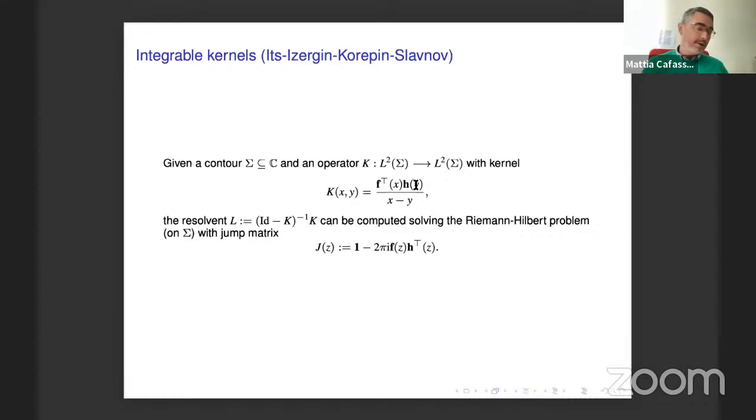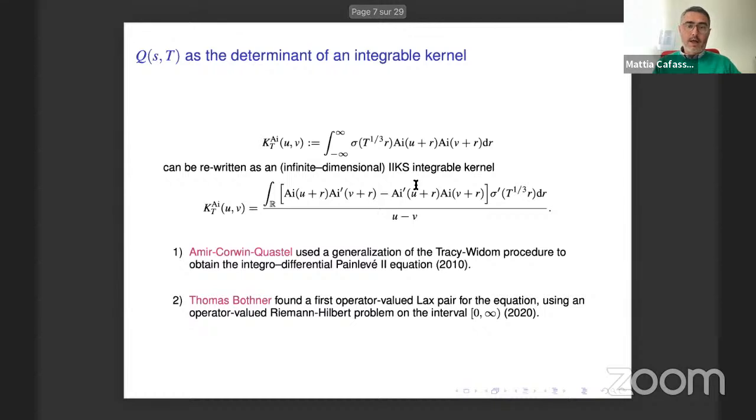So what we want to do is to use this theory to explain how this connection between integro-differential Painlevé transcendents and Fredholm determinants appeared in this paper by Amir, Corwin, and Quastel. And the idea, indeed, is that by a quite simple computation, the kernel we defined in this way can be rewritten, it is very easy to do, in this form.